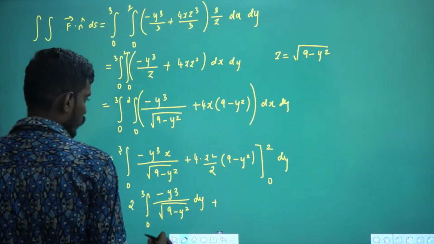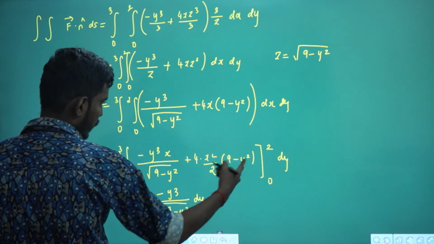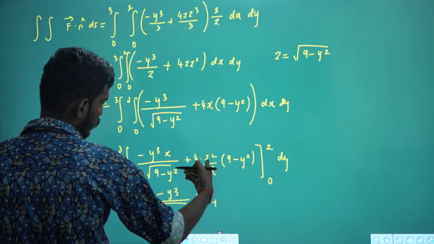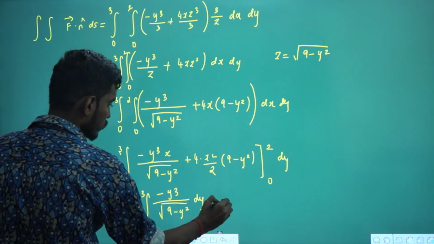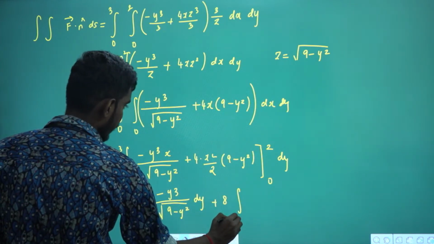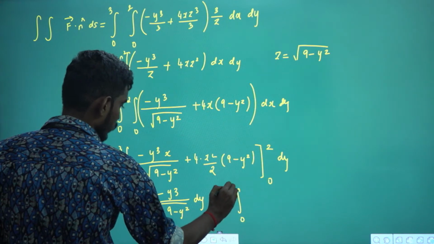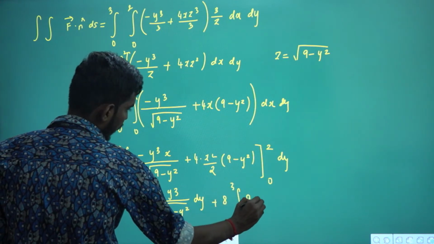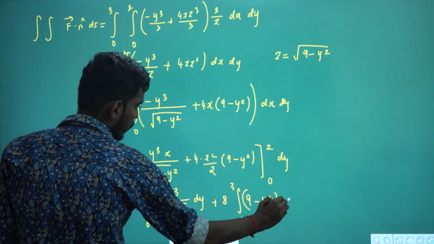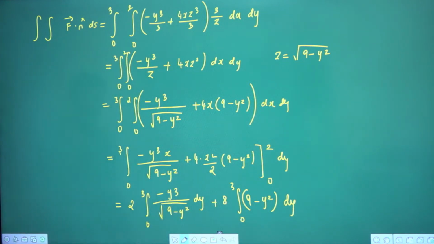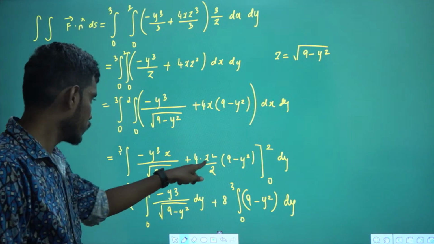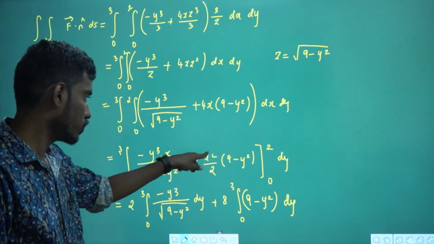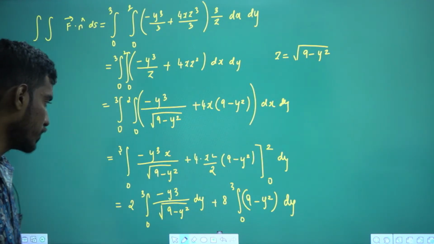And this will be, upper limit is 2 square. So 2 square is 4. 4 by 2 is 2. 8 times integration from 0 to 3 of 9 minus y square dy. Is it clear, right? I'm just putting the upper limit x equal to 2. So 2 square is 4, 4 by 2 is 2, and 2 into 4 is 8.